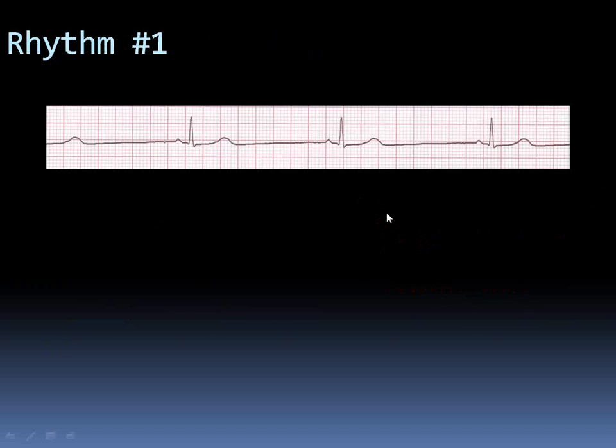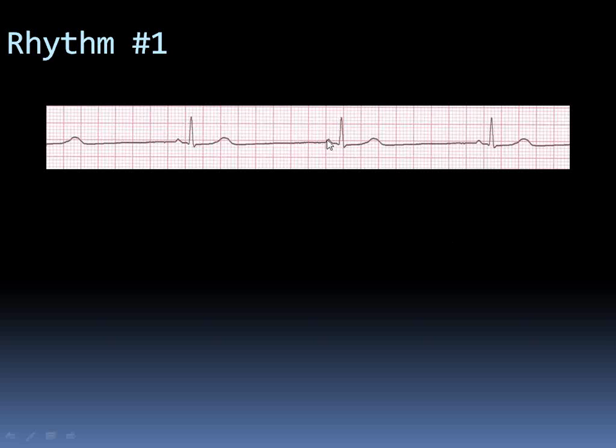Now, let's go back to some more practice rhythms. This is the ECG of a patient who is 80 years old and has been having dizziness and has passed out a couple of times at home. Okay? What do you guys think is going on over here? Patient got sinus bradycardia. Good. So this looks like sinus bradycardia.